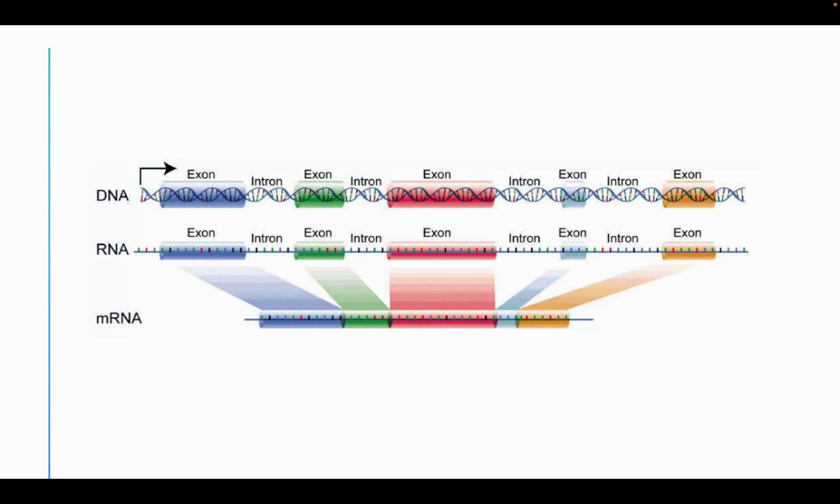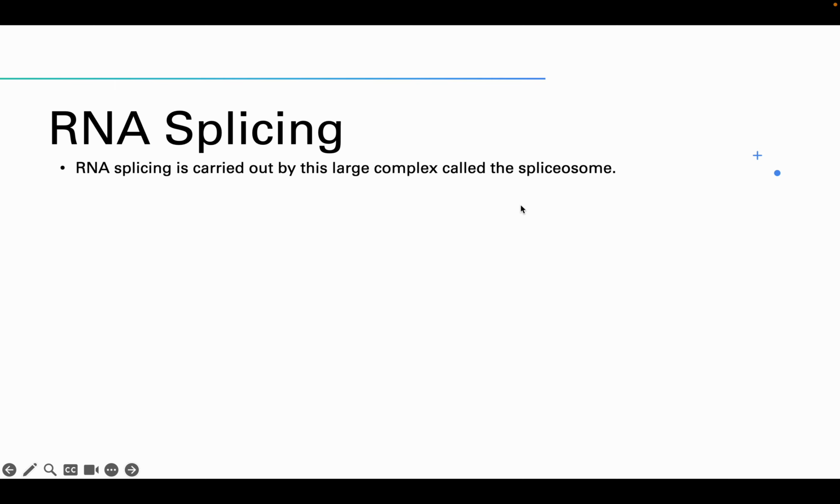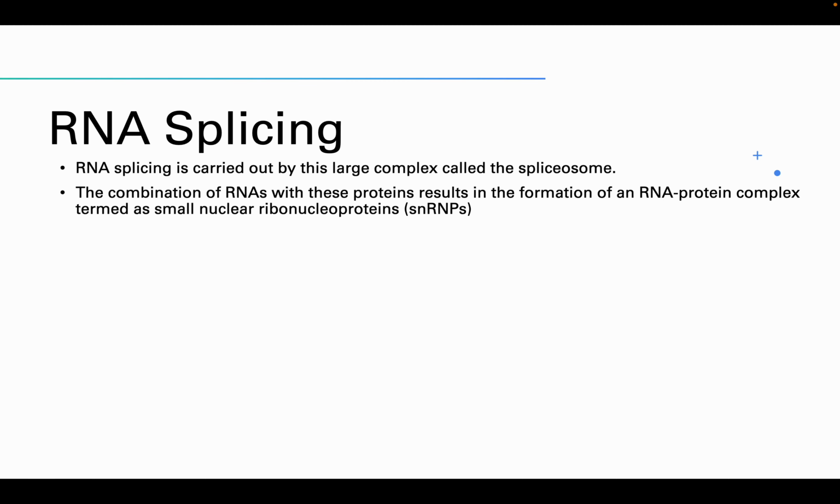Now I will talk about the mechanism. How does this happen? What are the different proteins involved in this? So what is RNA splicing? Basically, it is carried out by a large complex called the spliceosome. What is the spliceosome? It is a combination of different proteins with RNA functioning together to form RNA-protein complexes called snRNPs, small nuclear ribonucleoproteins.